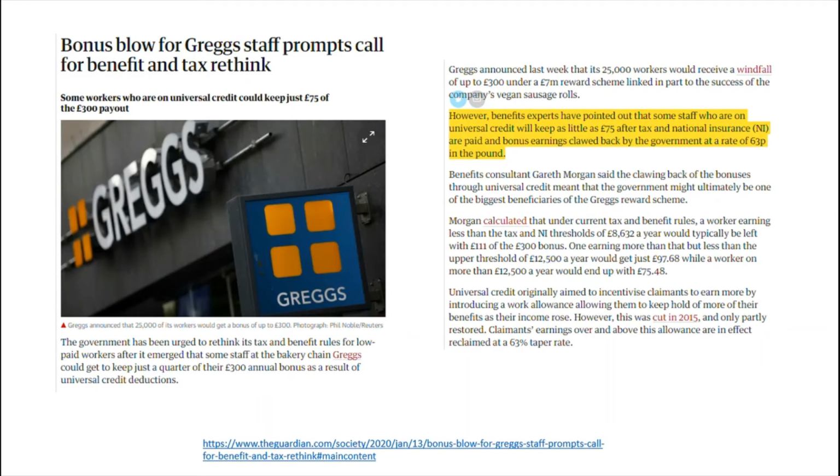Long story short, Greggs had a really good year. They wanted to reward their staff, gave everybody a £300 payout, but what they didn't realize, and what the government didn't realize, is that for certain staff on low incomes who were receiving universal credit, by getting the £300 bonus meant that they weren't eligible for the universal credit, which meant that by getting the £300 payout, they effectively had a 63% marginal rate of tax, which is just ridiculous. These staff members would have only been able to keep £75 of the £300 bonus which they were entitled to.